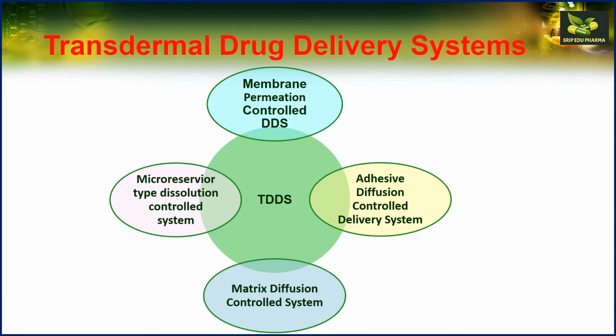Similarly, you have to study the transdermal drug delivery systems and their types. They are of four types: membrane permeation controlled, adhesive diffusion controlled, matrix diffusion controlled systems, and micro reservoir type dissolution controlled systems. So, complete detail you have to study related to transdermal systems in this unit.